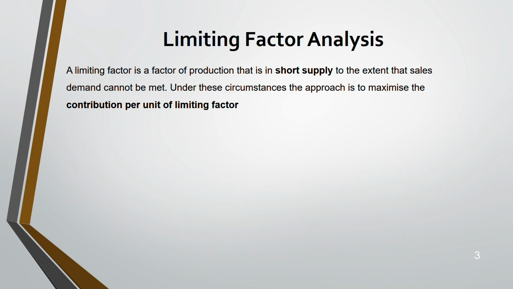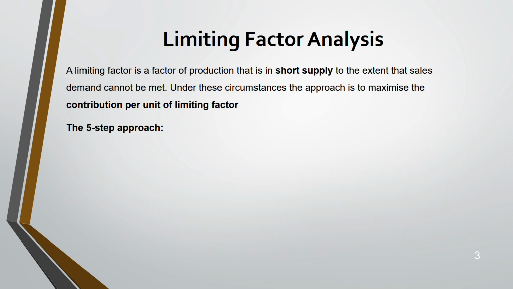So under this situation, your objective is to maximize the contribution per unit of limiting factor. That means from that limiting factor, what is the maximum contribution you can achieve? Contribution I explained in day 5 when we started with budget and break even analysis. Contribution means your sales minus your variable cost. We do not take the fixed cost into account. It is known as contribution. We try to maximize it.